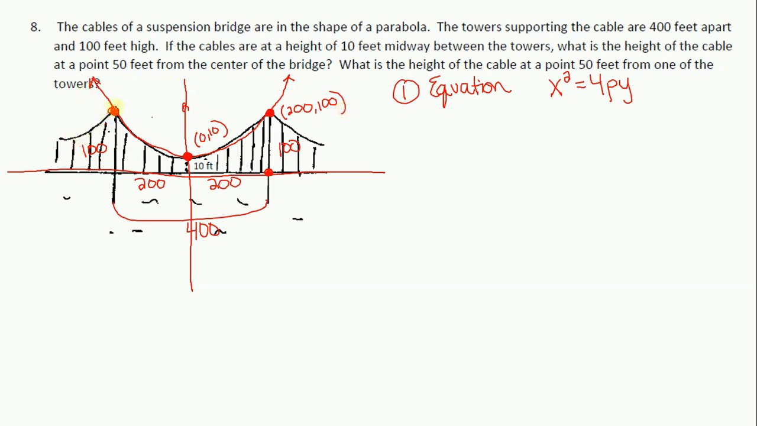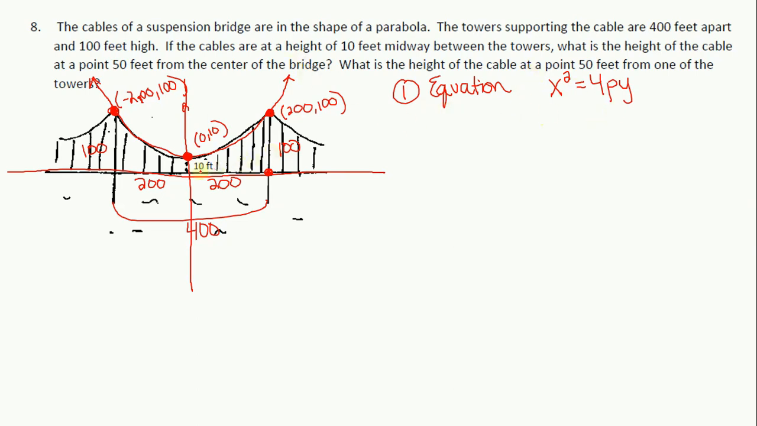This ordered pair would be negative 200, comma, 100. Right? Because I went left 200 and up 100. Now, with this ordered pair and my vertex here, I should be able to start writing the equation, because then I can find the p.